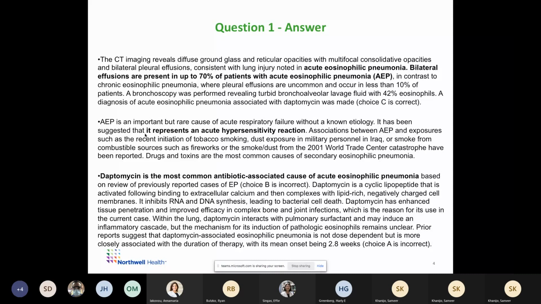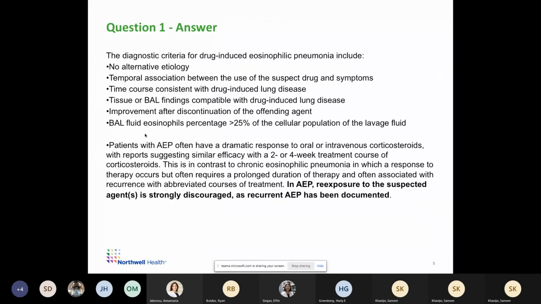Again, as I say, daptomycin is the most common antibiotic associated with AEP, but also minocycline is one that we see as well. So, just keeping in mind, and also, partially biased that this is a talk about drug-induced lung diseases, that we may gear our answers that way. But we always have to keep in mind that some of the drugs that we give our patients, even if they're not intended for the lungs, may have consequences.